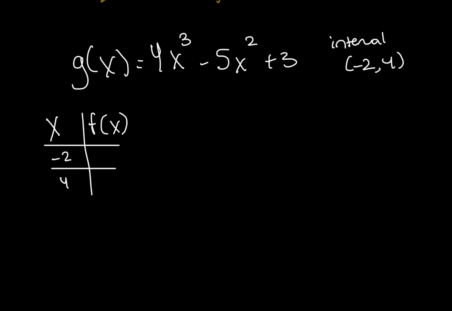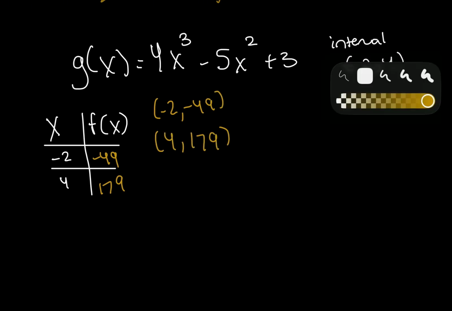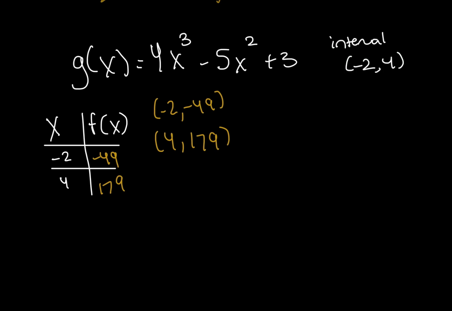Your answers are going to be -49 and 179. So now we have coordinate points. We have -2 and -49, and 4 and 179. Now we can label these as x1, y1, and x2, y2. This is x1, and this is x2. This is y1, and this is y2.